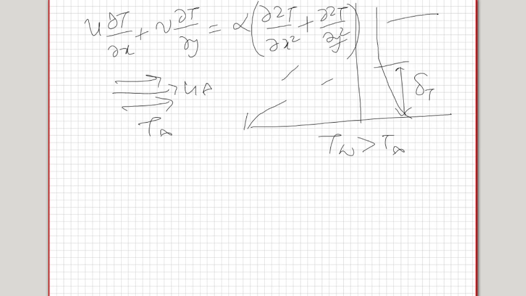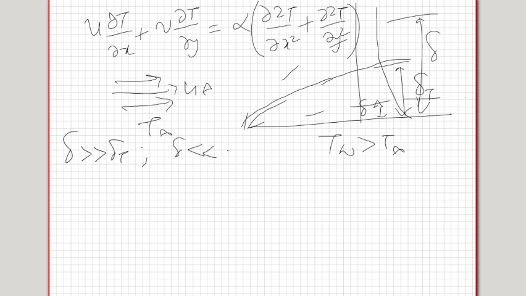The U may go to U infinity at a larger thickness. This is one possibility. Or it may go to U infinity at a much smaller distance. This is another possibility. So these are two extreme possibilities that exist. The third possibility, of course, is that delta is of the order of delta T. We'll look at all of these three options. So delta is much greater than delta T is one option. Delta is much less than delta T is another option. And delta is of the order of delta T is the third option.